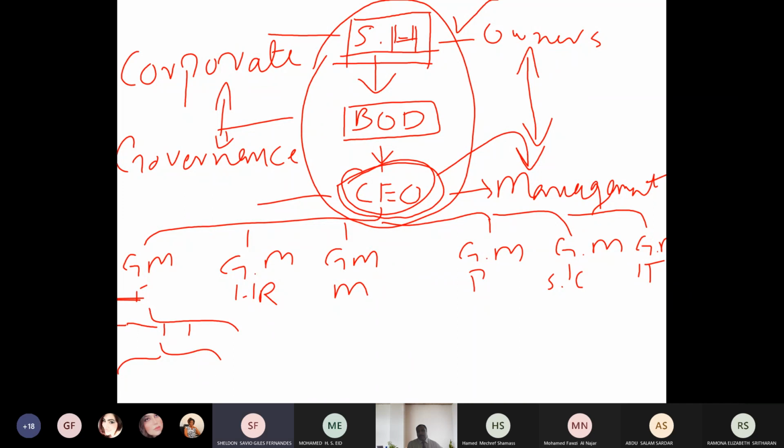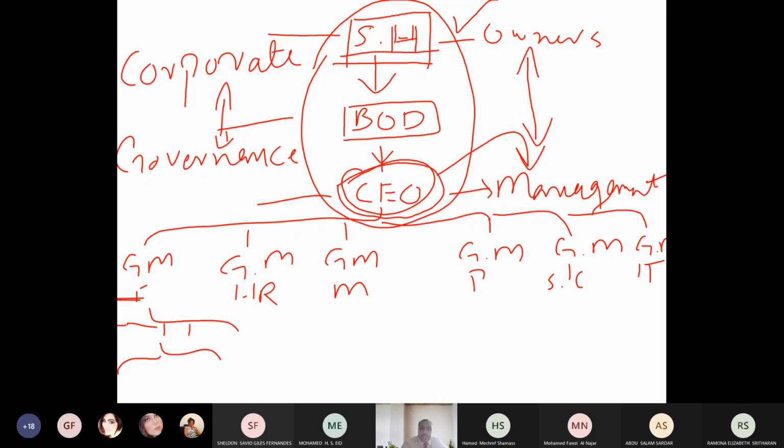The board of directors. You always remember the board of directors appoints the CEO. But the problem happens, and who is there to check all the actions of the CEO? Who keeps a close eye on all the actions of the CEO? Shareholders or the board of directors? Board of directors. But the problem happens when one of the members of the board becomes a CEO.